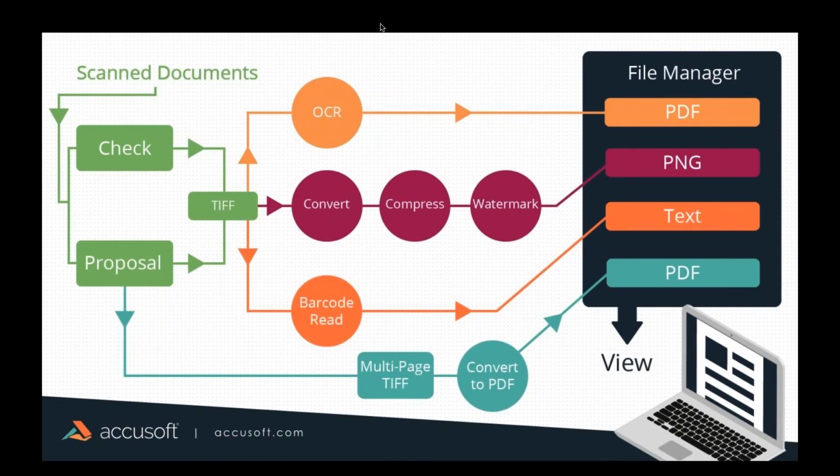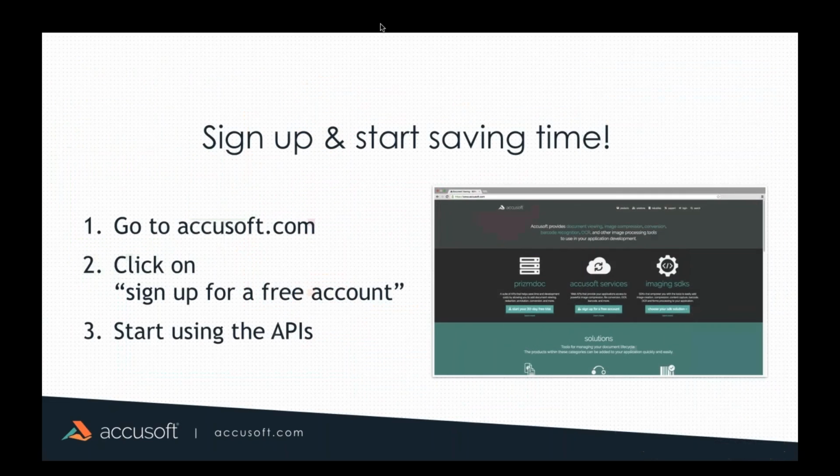Again, once you have done that or you've come to our website, the easiest way to get started is to just log in. Right from our homepage, you can click sign up for a free account. You can get started testing it for free. We make it very easy for you to download sample code and test this out. And from all the things that we've showed you today, the viewing technology, we have sample code for that, as well as all of our APIs for barcode, compression, conversion, and OCR. And you can get started right away.